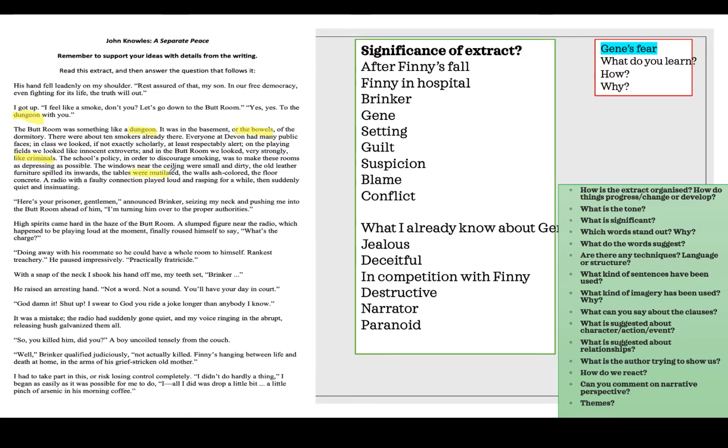We'll carry on going and look for anything that stands out. And the tables were mutilated. Then what we see here is all of these words and this imagery that's created, they're all kind of linked together. They're all very negative. They all hint at danger or fear.